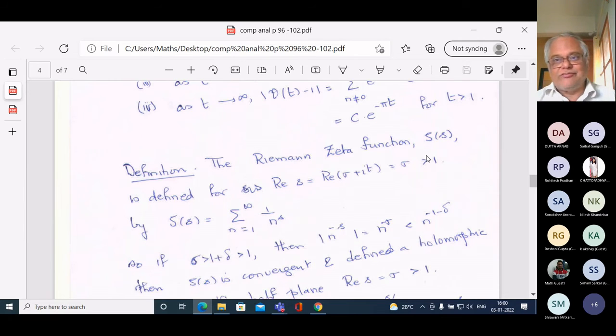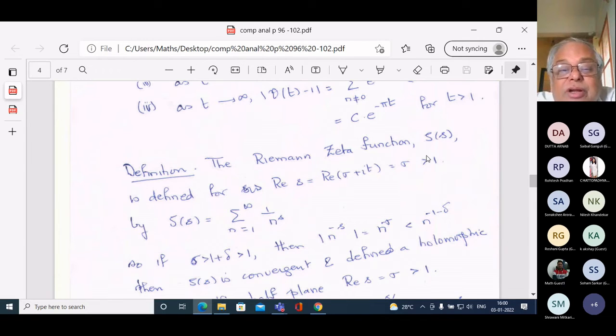So the Riemann zeta function, zeta of s, is defined for real part of s greater than 1. S, as I said, is sigma plus it, and the real part is sigma. So this is defined by zeta of s equal to the summation n equal to 1 to infinity of 1 over n to the power s.